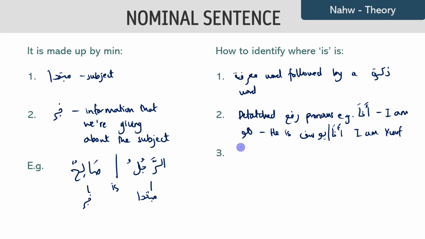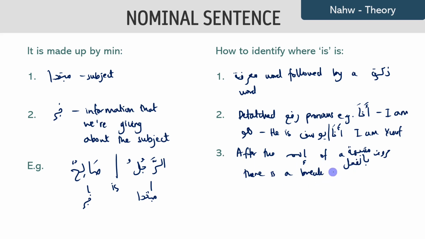And the other way where you can figure out where an is goes is after the ism of a huruf mushabbatu bil fa'l. There is a break after the ism of the huruf mushabbatu bil fa'l, and this is where you put your is in. So an example, I'll give a slightly hard example. So if I give you the sentence innahum humul mufsidun. Now, inna is your huruf mushabbahatu bil fa'l, and then the hum is the ism of inna.